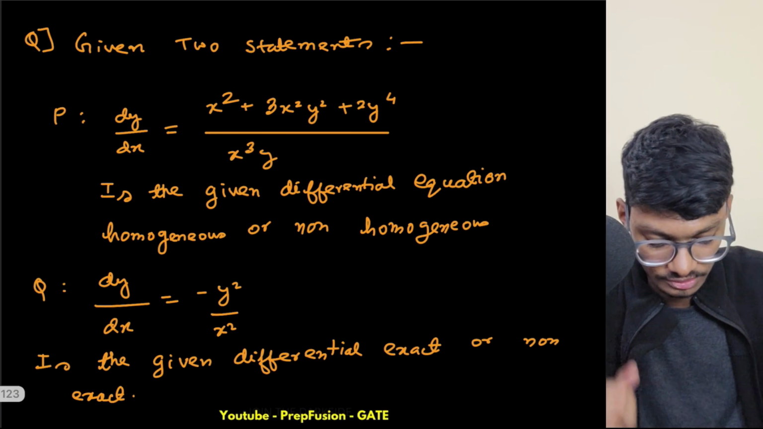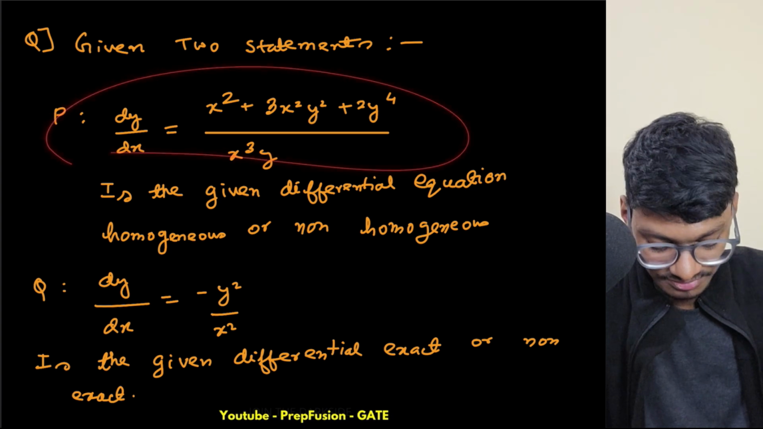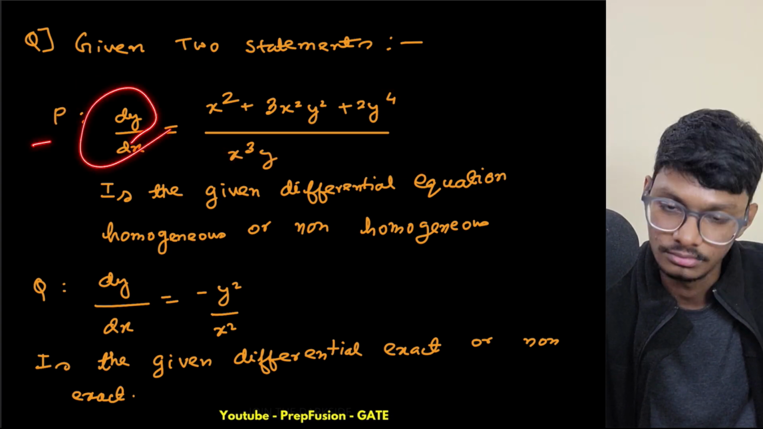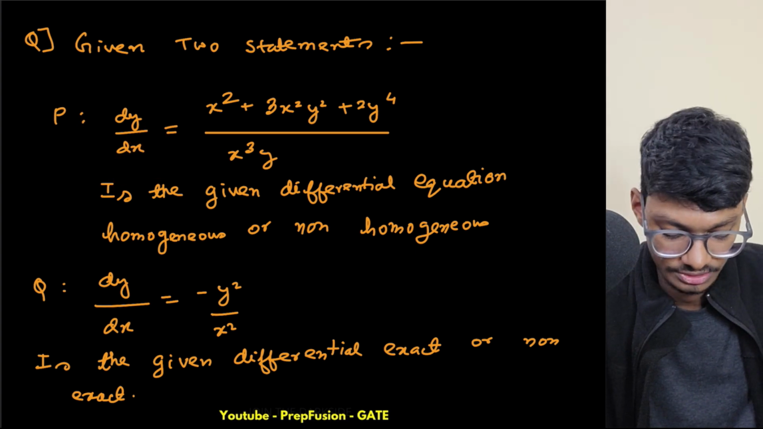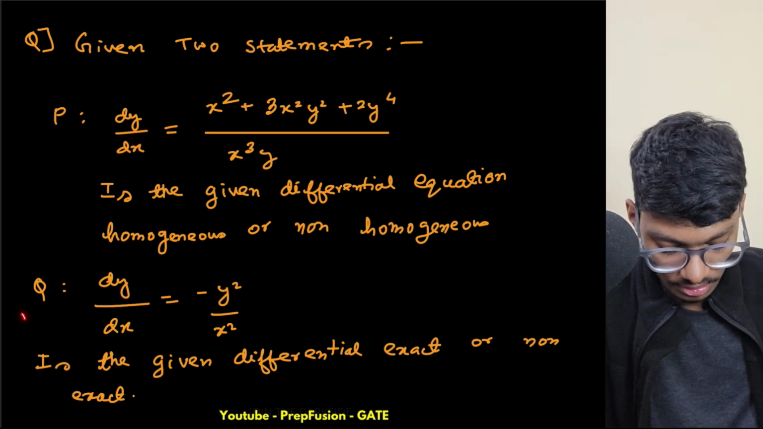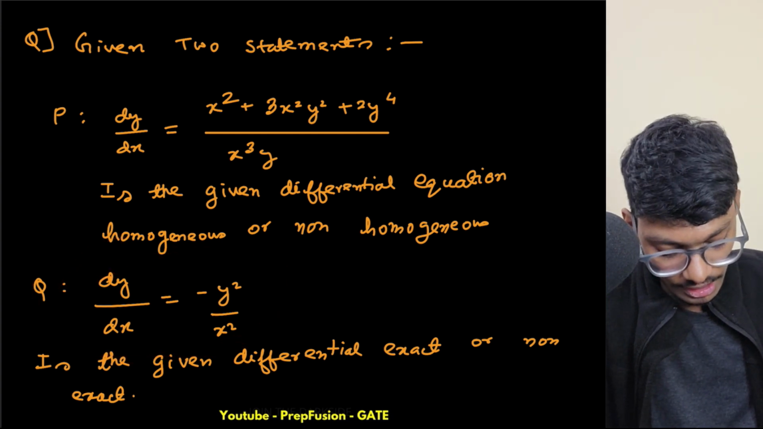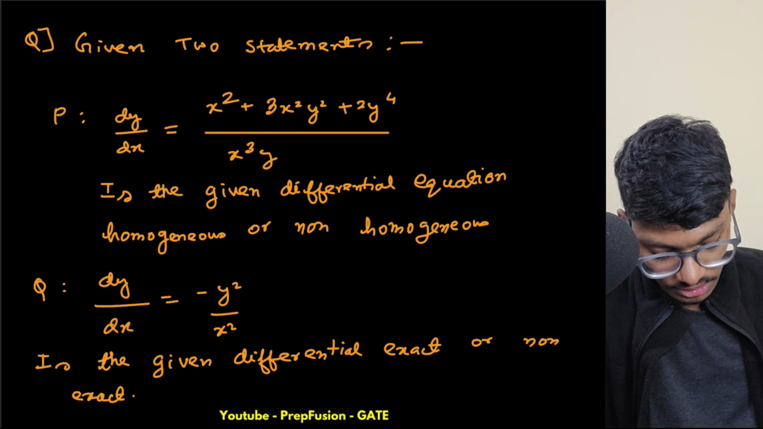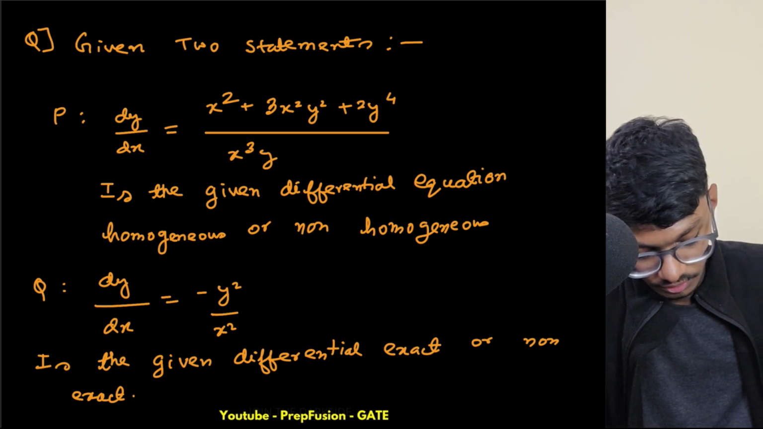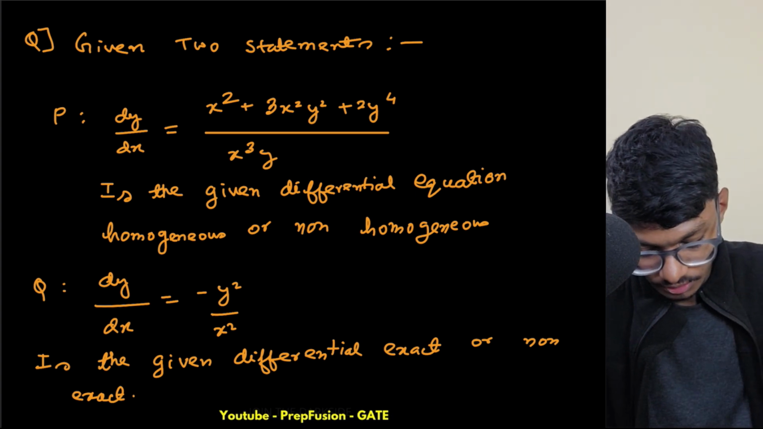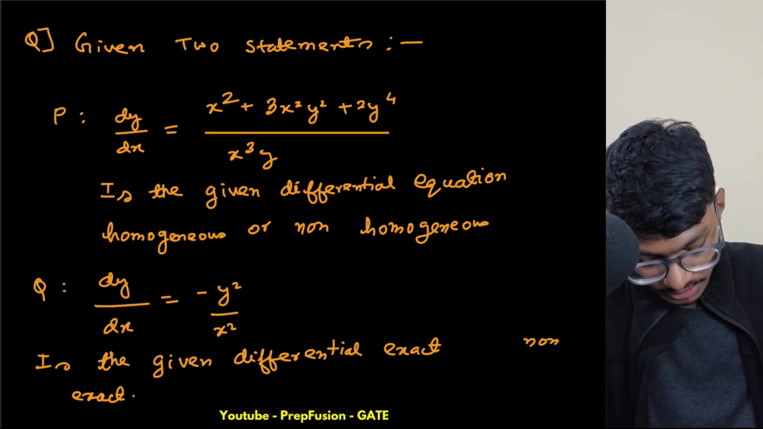So let's move to the next question. The next question is very interesting, basic only. They have given two statements: P is some differential equation which is dy dx equal to this, and Q is some differential equation which is dy dx equals to minus y square upon x square, and they have asked us about it.